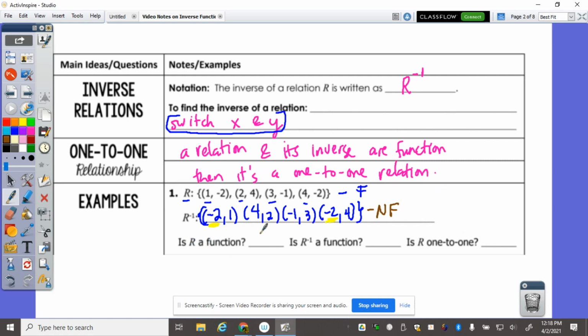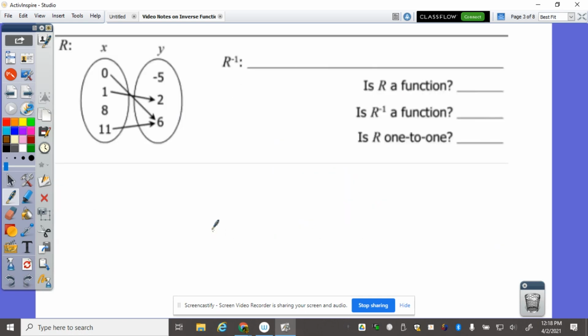So is R a function? Yes. Is the inverse of R a function? No. So is R one-to-one? No. If this was a yes, then the answer would be yes for the one-to-one relation.